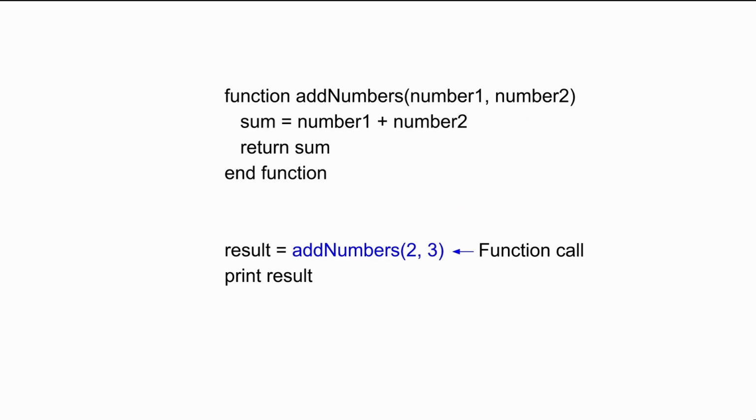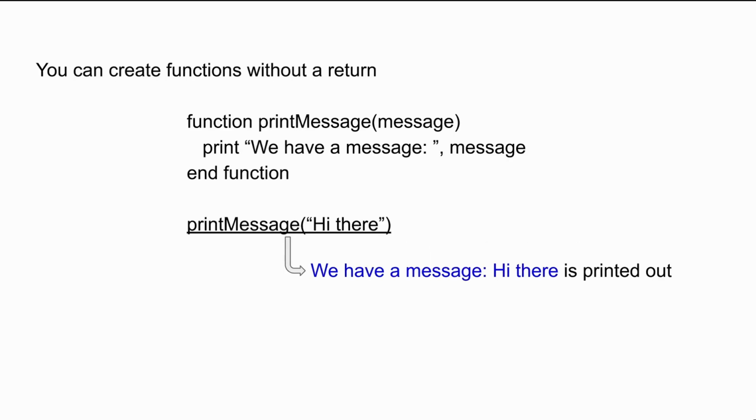After calling the function, we can print the result. Notice that when assigning the result of a function call to a variable, what we are really assigning is whatever is returned in the function. However, you can also create functions without a return in them, so these functions will return nothing.